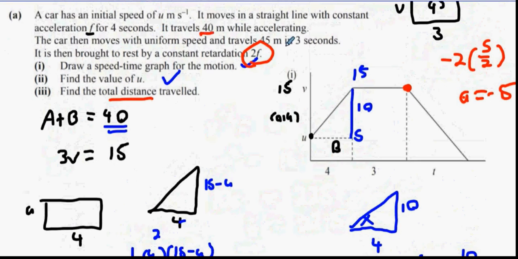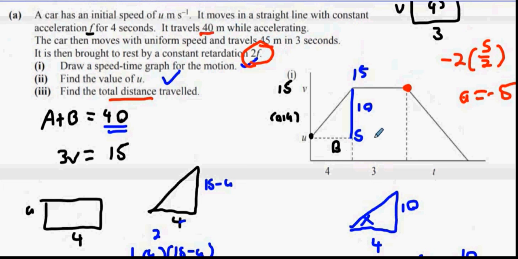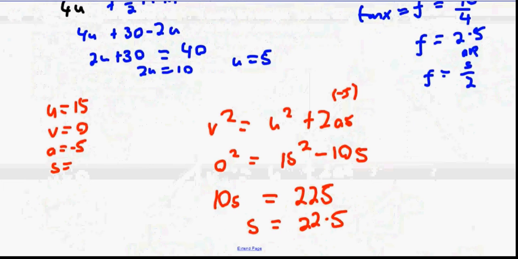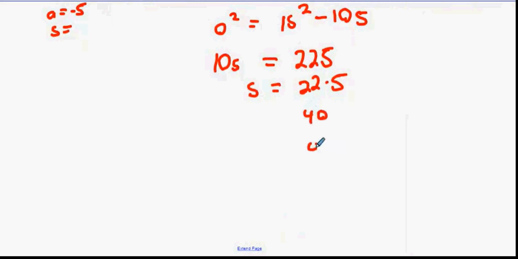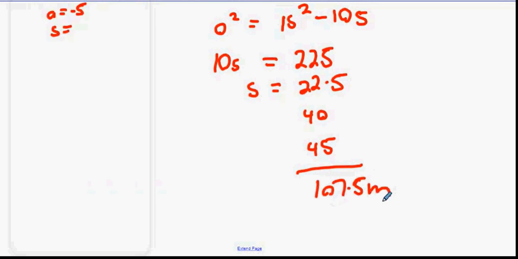You also have to add on the 40 and 45 meters to get your answer. So it's going to be 40 plus 45, and then you add on your 22.5 as well. You get 107.5 meters.